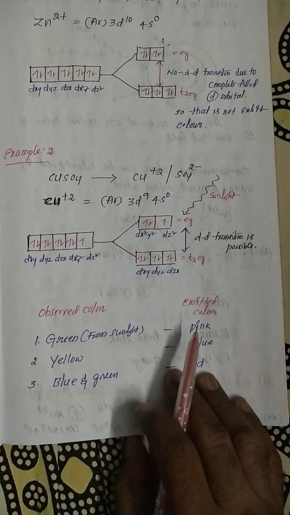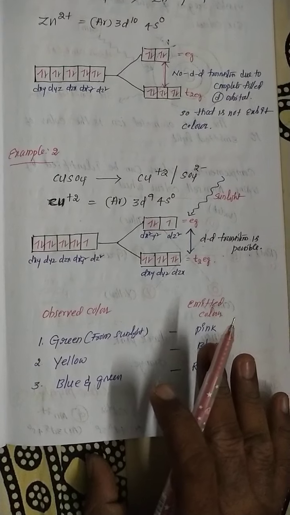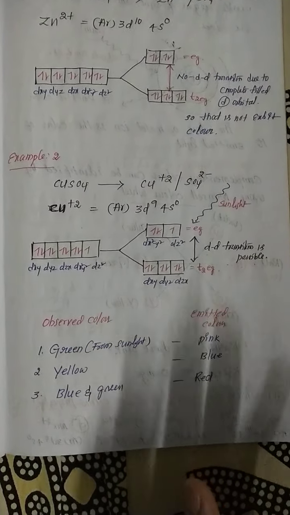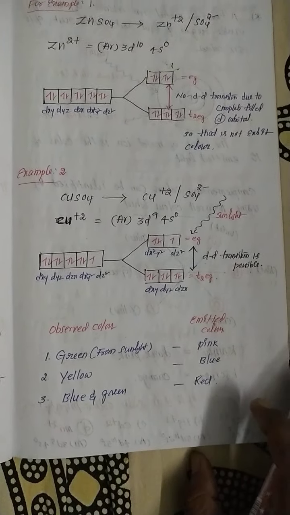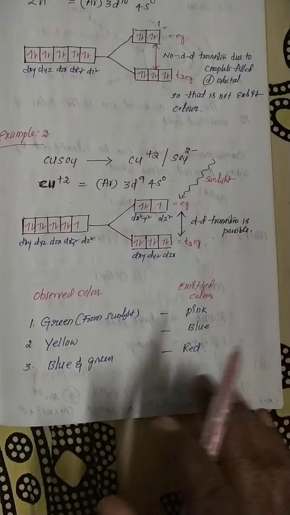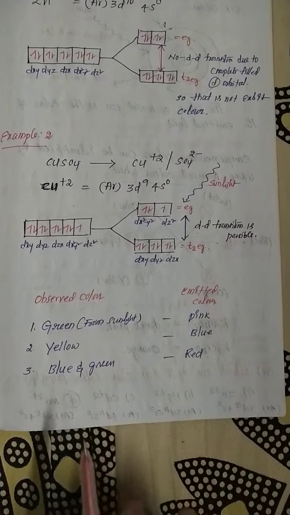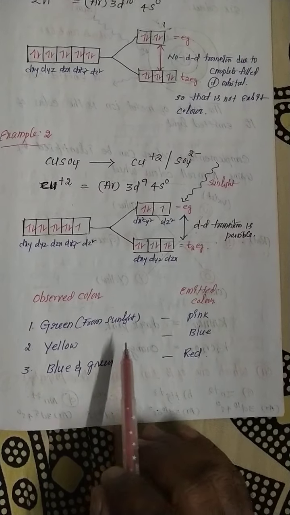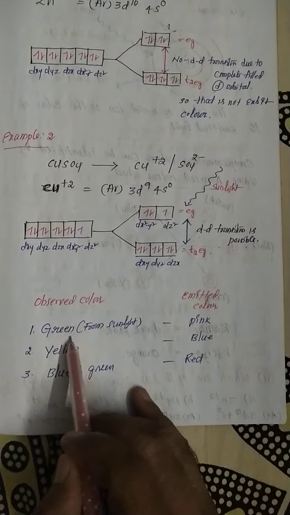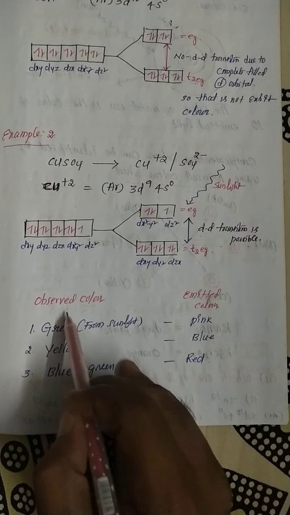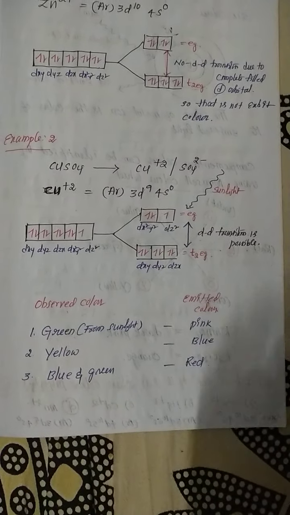So that's why, my dear students, if any one of the d orbital electron transitions is possible, definitely that compound shows the color property. So here, see, observed color, emitted color. Actually every compound has, you will see green color. See, observed color, one color is there, emitted color, one more color is there.